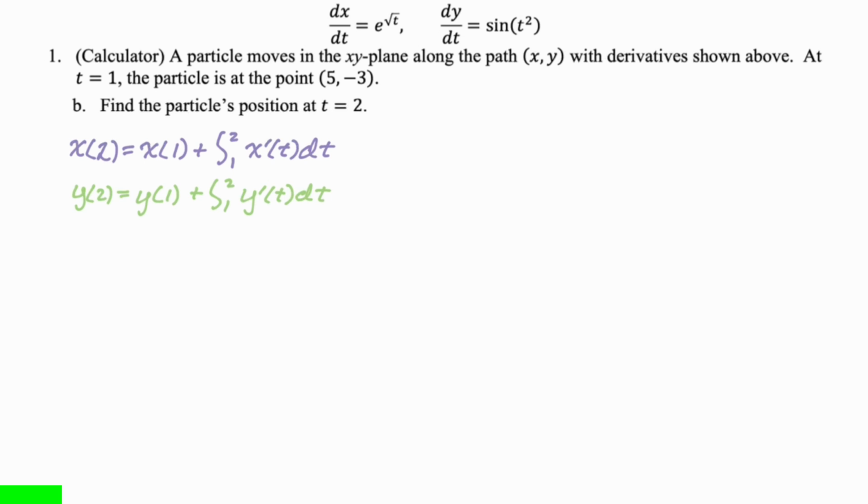See you there. Okay, and the final answer that we got is that our position at t equals 2 is 8.408 comma negative 2.505. All right, let's take a look at the next part.